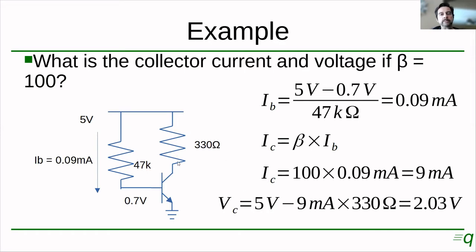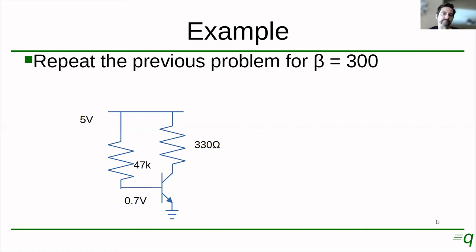So if 9 milliamps are flowing through the collector, they are also flowing through this resistor. And if we want to calculate the voltage here, we can apply Ohm's law and calculate the voltage drop on the resistor. That's going to be 9 milliamps, which is the collector current, times 330 ohms. And if we do 5 volts minus whatever we lose on the collector resistor, we end up with a collector voltage of 2.03 volts. Okay?